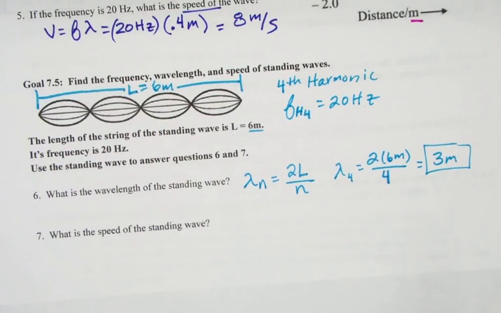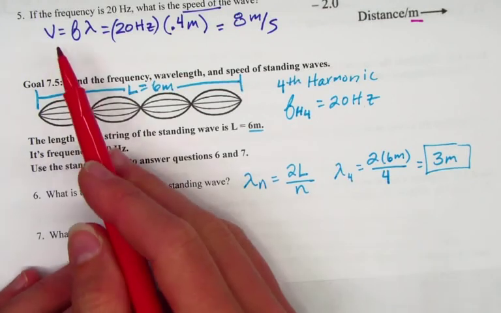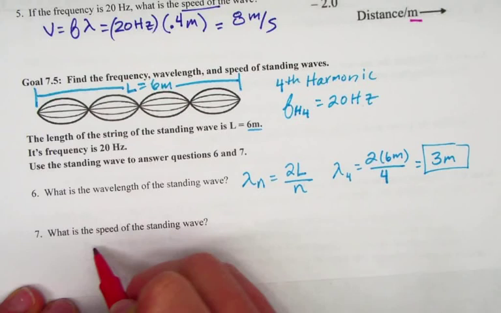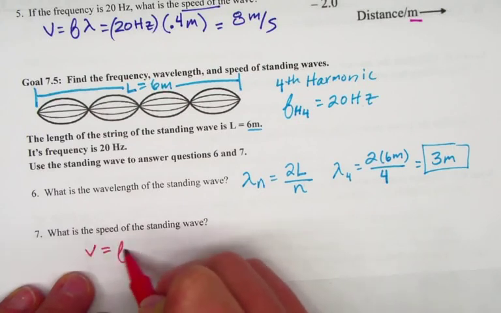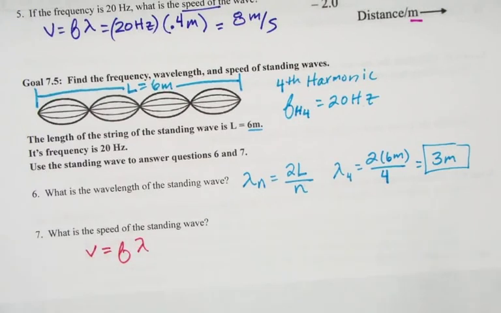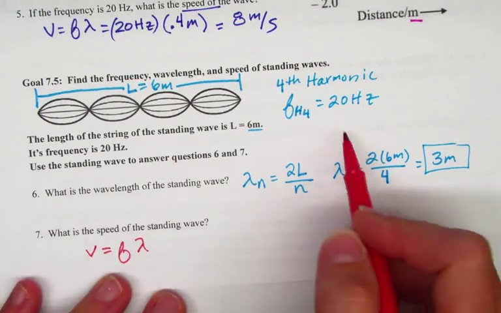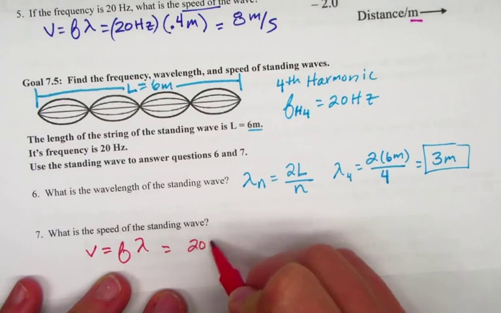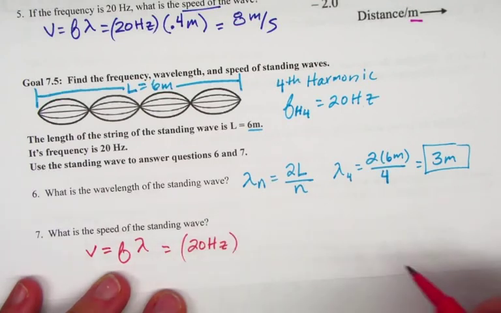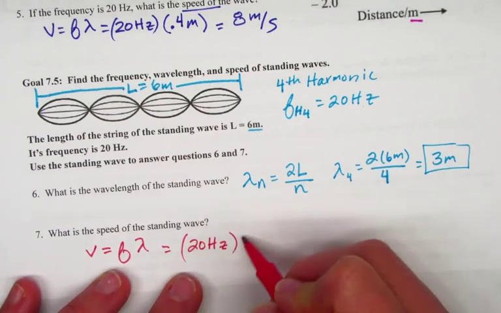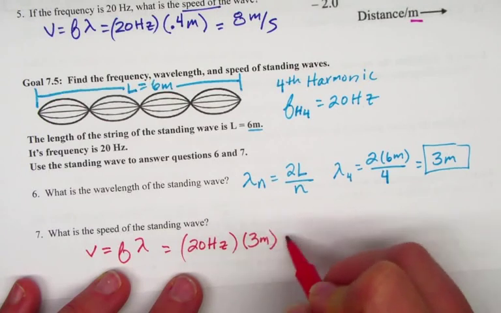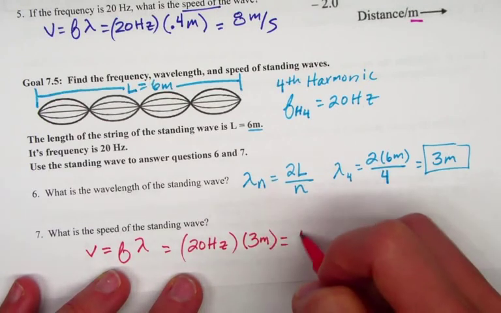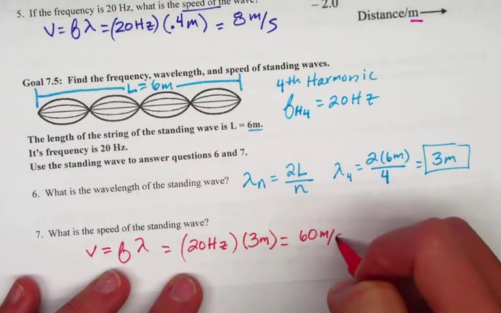Next, what is the speed of the standing wave? Again, this is just like what we did before. Once it's asking for speed, we know we're going to use this equation. So we know that speed equals frequency times wavelength. Okay? And for the 4th harmonic, they give us that is going to be 20 hertz. So they give us the frequency, and we just solve for the wavelength. That's 3 meters. So the speed is going to be 60 meters per second.